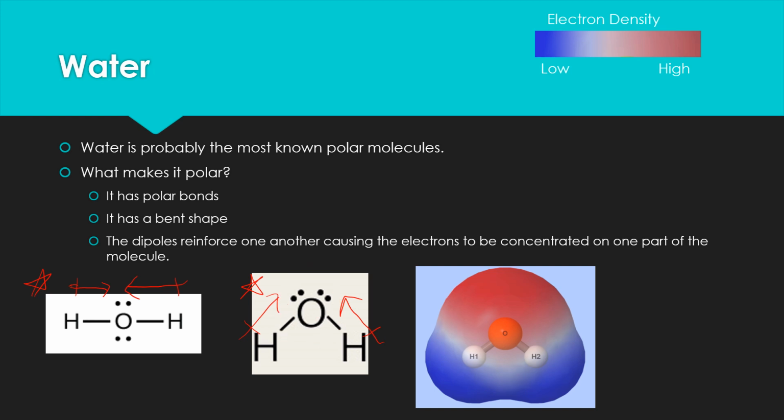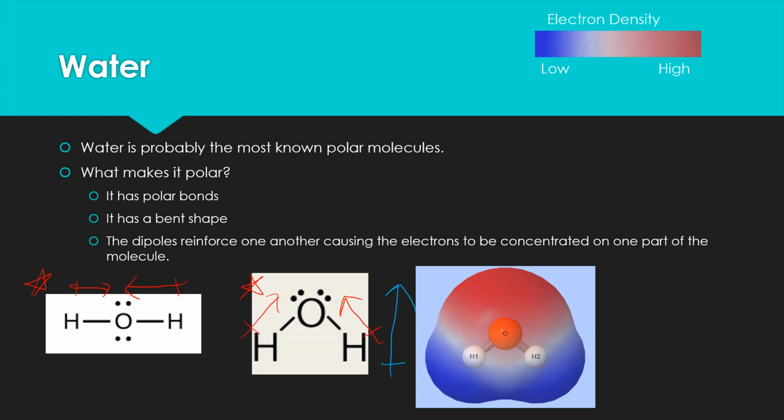So we get those two dipoles. We could actually draw a single dipole for the whole molecule. I'll do that on the side here, showing that the electrons are being attracted to the oxygen and being pulled away from the hydrogen, making that side more positive.